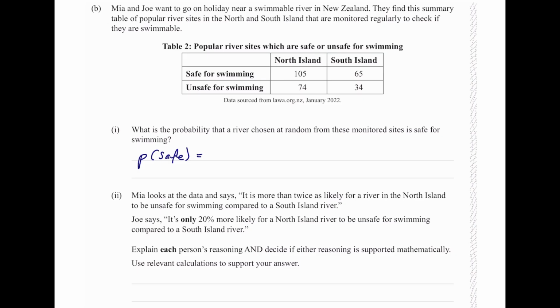So all we do is we sum the safe rivers, and we divide that by the total amount of rivers. Right, so what's the probability that they're safe for swimming? Well, we just sum those ones from both the North and the South Island, 170. And we need to divide that by all rivers, right? So safe or unsafe, we need to sum them together. So 105 plus 65 plus 74 plus 34, that's divided by 278. So 170 divided by 278 is 0.6115.